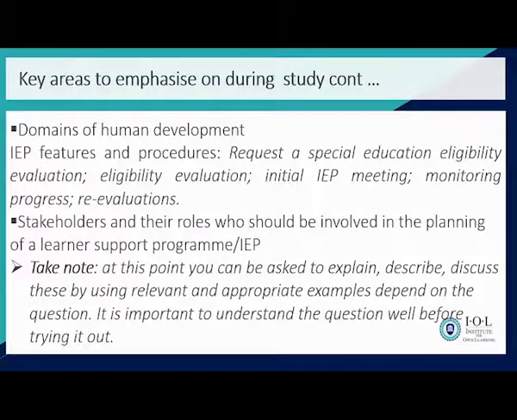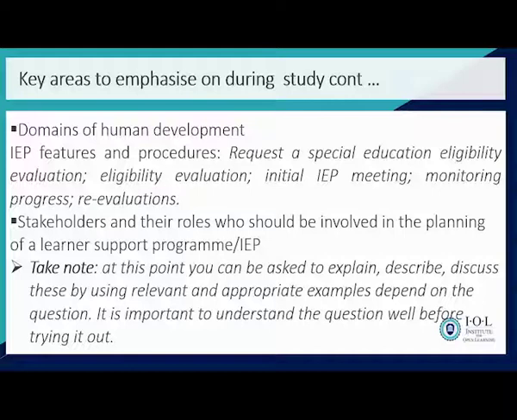Then we are looking at domains of human development. With the domains of human development, we are looking at the whole person. What is it that we are looking at? We are looking at social, physical, emotional. All these are part of human development.